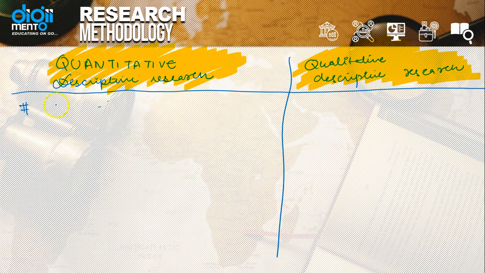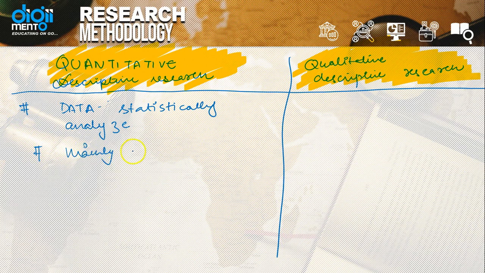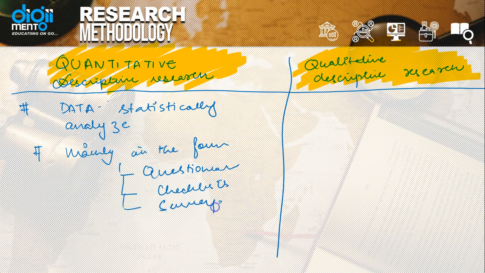First thing you have to write: in quantitative descriptive research, we analyze the data statistically. It is a phenomenon that can be quantified, and it works with data collection in numbers. Mainly it is in question-answer form, like questionnaires, checklists, and surveys.